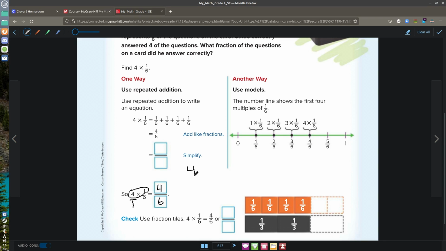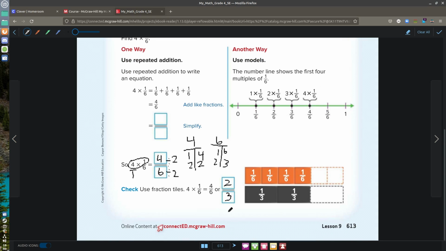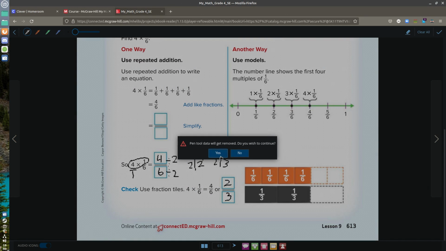So we make our t-charts. So 4, 6, 1 and 6, 2 and 3, 1 and 4, 2 and 2. So what's on both of these is a 2. So we're going to divide by 2. Four divided by 2 would be 2. And 6 divided by 2 would be 3. So 2/3. Okay, so then turn it over.